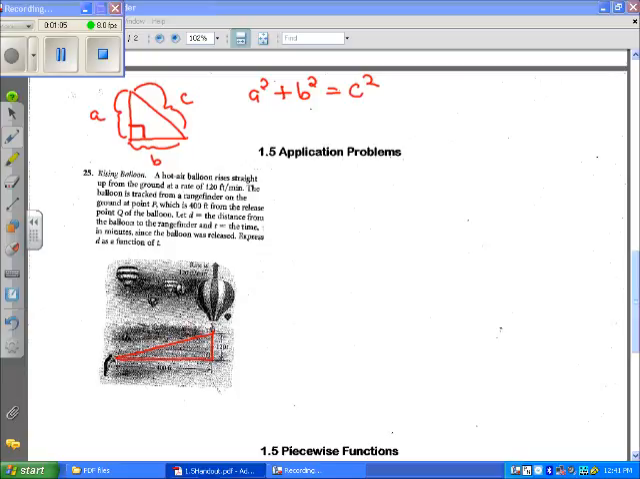The balloon is tracked from the rangefinder on the ground at point P, that's right here, which is 400 feet from the release of the balloon, which is point Q. So right here, I don't know how you can read it, but this distance right here is 400 feet. Let D be the distance from the balloon to the rangefinder. That's this distance right here from the rangefinder to the balloon. And let T be time.